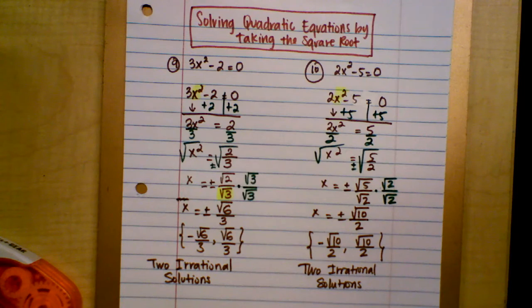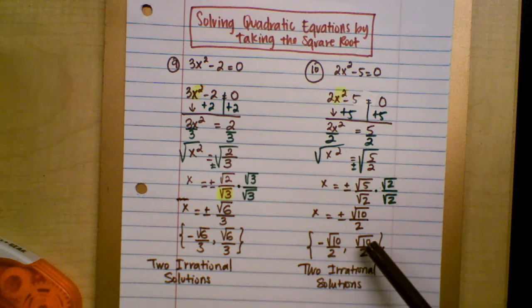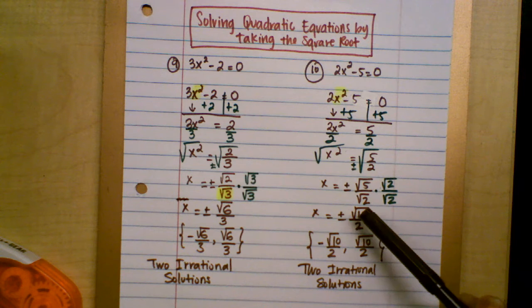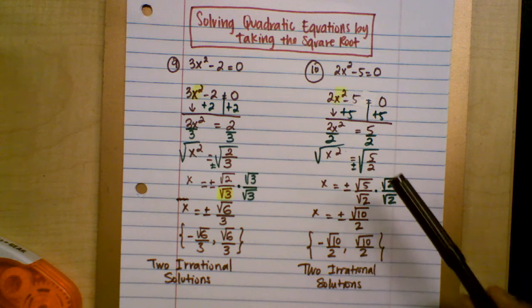Okay, so my answer was the two solutions are negative square root of 10 over 2 and positive square root of 10 over 2. Okay, again, do not simplify. So 2 goes into 10 5 times, so the answer is negative square root of 5 and positive square root of 5. No. It doesn't work this way. And the reason is because you have two different kinds of numbers. One is irrational, and the other one, on the denominator, is rational. So leave them alone. Okay.